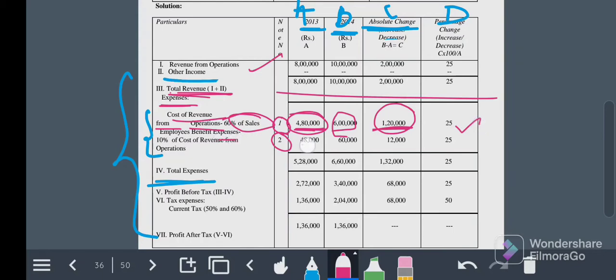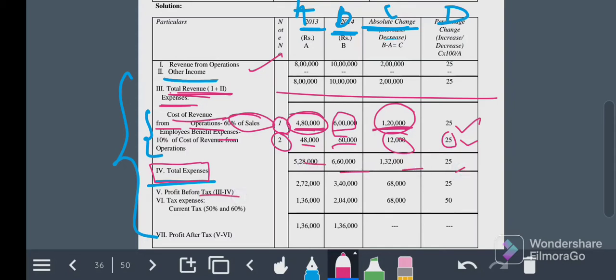Then employee benefit expenses on the very same note: here we have 10% of 4,80,000 in the previous year, and 10% of 6 lakh in the current year, 60,000. Then we calculated the column C value, which is 12,000, and then we get 25% again. Then the fourth column that we made is of total expenses. In the total expenses we get this.